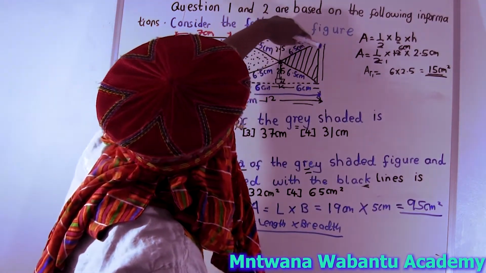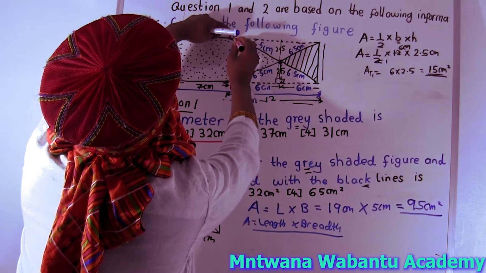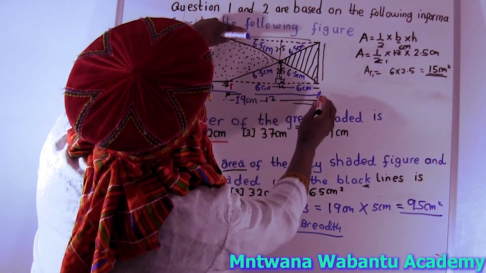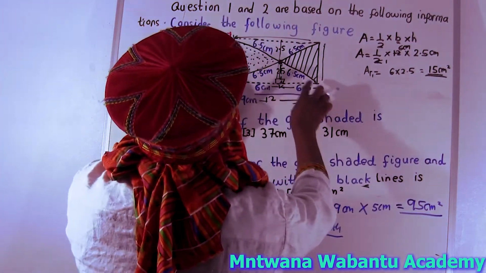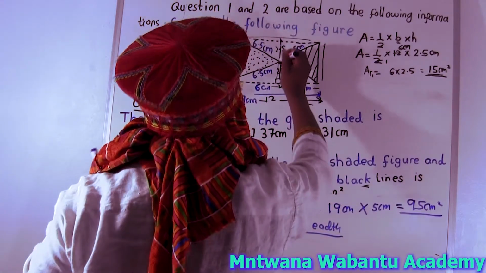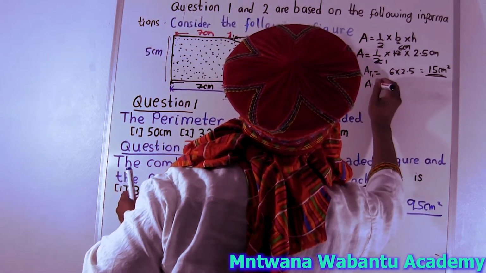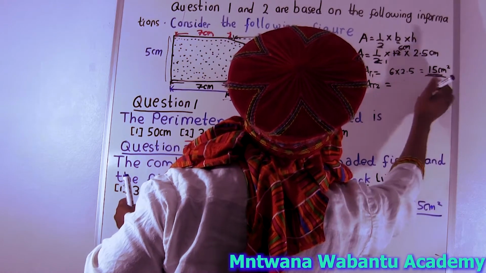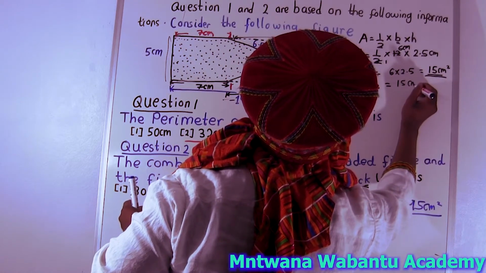Can you see the base is equal to 12, because this length is the same as this length? Okay, look, this length is the same as this length, and the height is going to be 2.5. So the area of triangle 2 is going to be the same, which is 15 centimeter square.